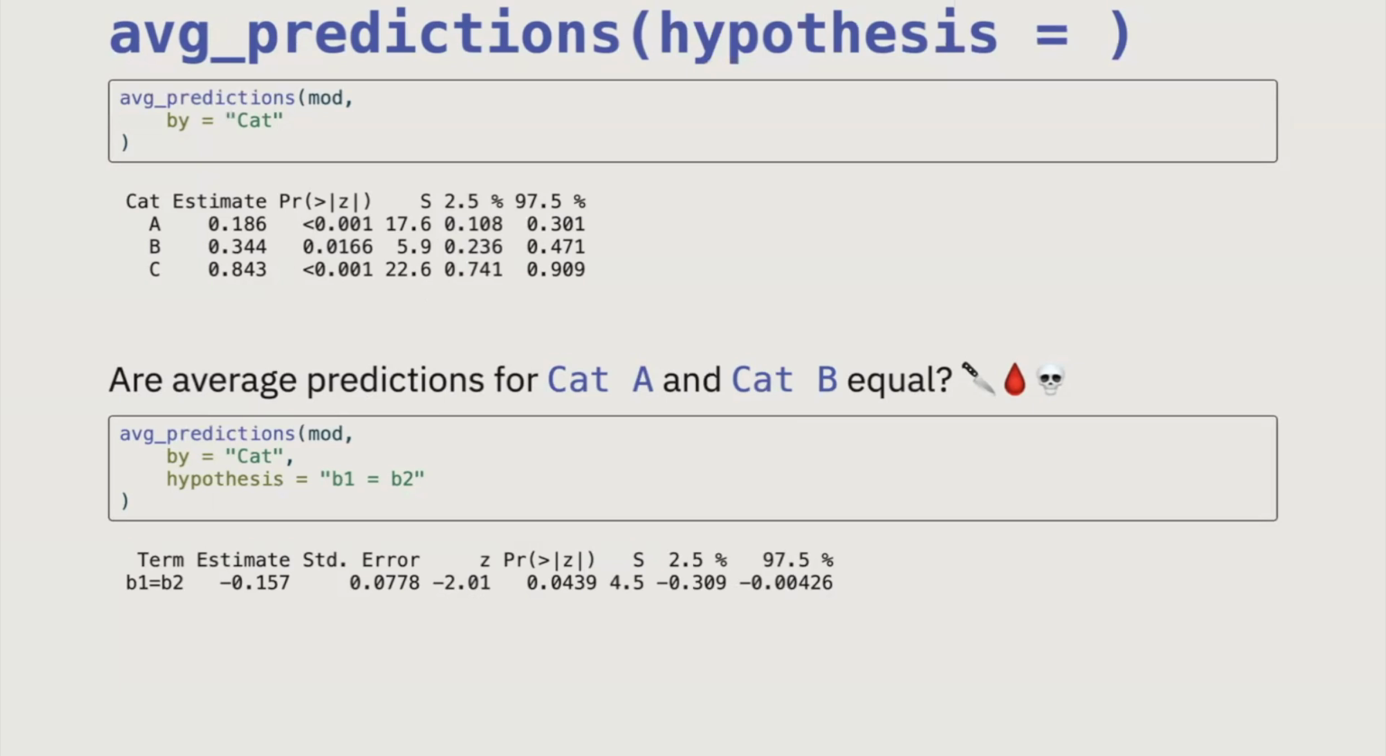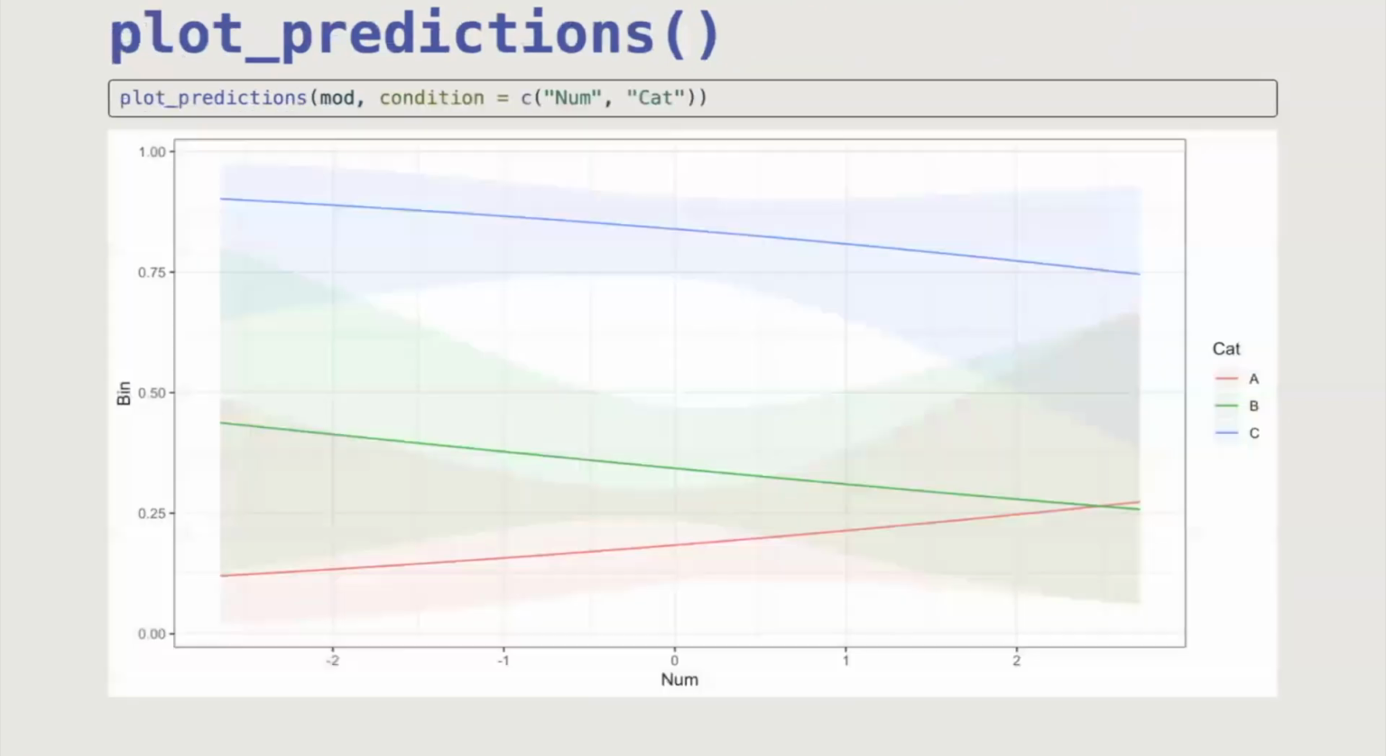So what I do here is I do the same syntax, but I add one argument, the hypothesis argument. And here I'm going to say, is the first row equal to the second row? So that's going to compare my 0.186 to 0.344. And what I see here is that, in fact, these things are different. They're about 0.16 apart. And that difference is statistically significant. So I can reject the hypothesis that these two average predicted values are equal. So I do know that these groups are different in terms of the predicted outcome.